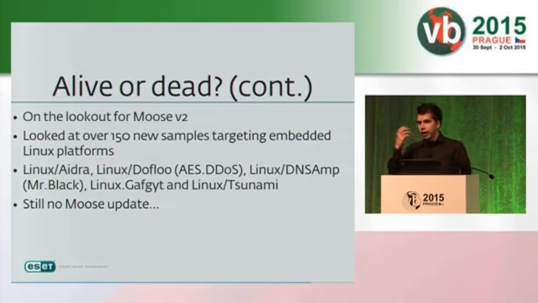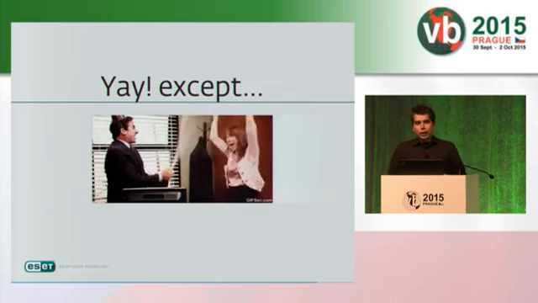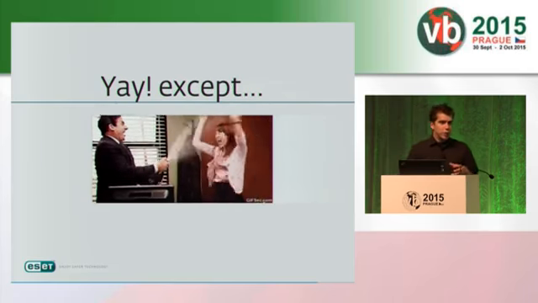Because of this, the fact that the botnet disappeared, we started being on the lookout for the next version of Moose. During the summer I looked at over 150 new samples targeting embedded Linux platforms. As Ava was describing yesterday, I went through a lot of Aidra, Dofloo, DNSAmp, Gafgyt, Tsunami, and whatever they are naming, and even in our own, it's all source code leaks and modifications, so it's really a mess, the nomenclature in this space right now. Still no Moose update. So we popped the champagne and started to celebrate, but of course, anything can happen to mess with your talk.